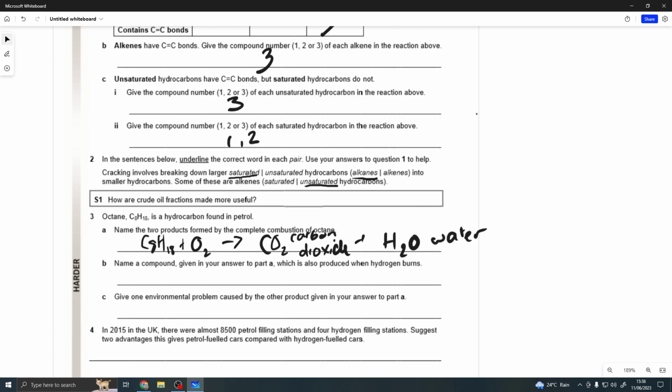Remember, it says name. So name a compound which is also produced when hydrogen burns. Well, hydrogen obviously doesn't contain any C's, only H's. So that would be water. Because obviously you can't make carbon dioxide if there's no carbon present. Give one environmental problem caused by the other product. Well, it's a greenhouse gas, isn't it? So global warming.